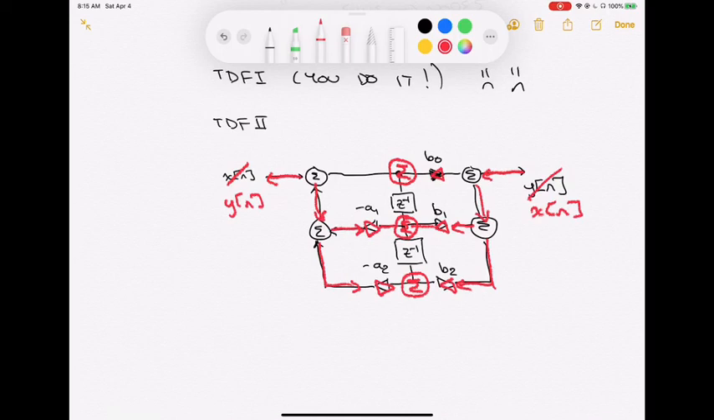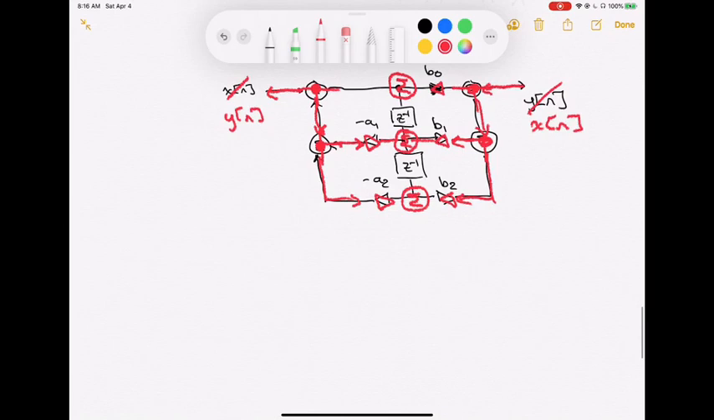Well, this structure had 4 sums, and so we're going to go ahead and make that a node, and that a node, and that a node, and that a node. This should be my equivalent transposed direct form 2 structure, which I'm going to clean up here and put in a more standard orientation where input is on the left and output is on the right.